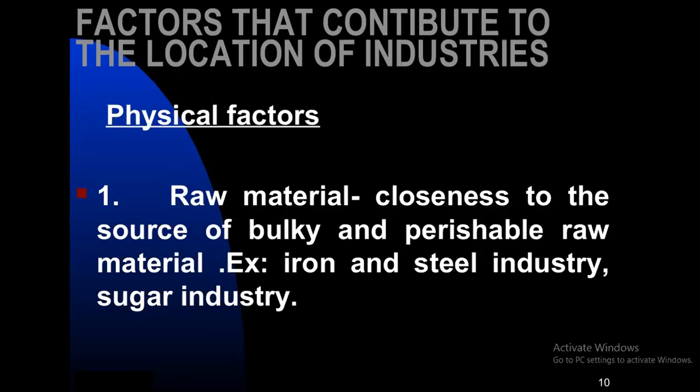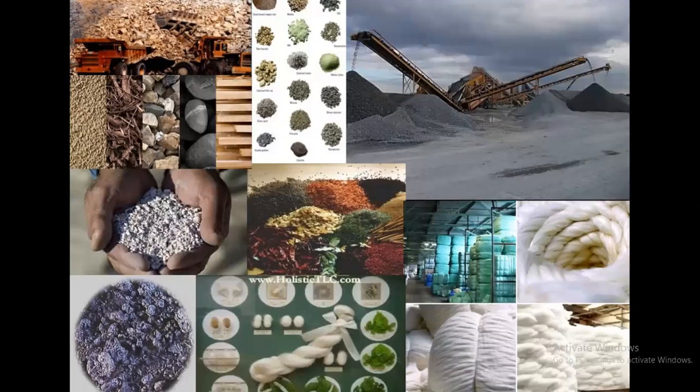Closeness to the source of bulky and perishable raw material, for example the iron and steel industry and the sugar industry. That means they will always try to see that the raw material is very near to the industry, because it will help them develop more at less cost. You can see the picture here. They will try to keep the industries near the raw material so that they can get it easily and start working on it.